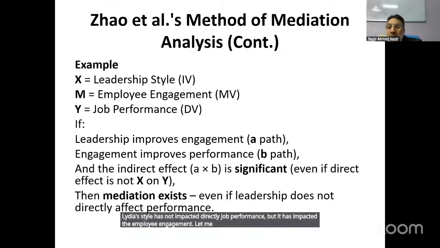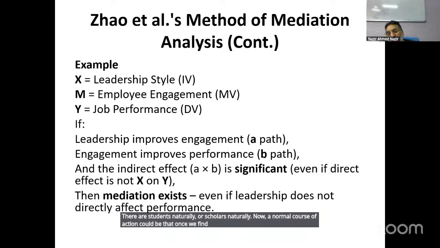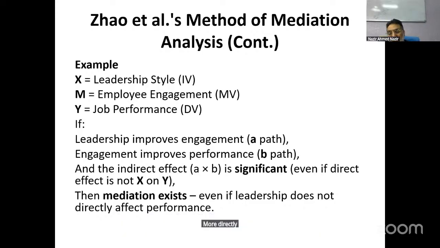Let me give an example of a university department or a college, where we have a head of the department and there are faculty members, and naturally there are students or scholars. A normal course of action could be that a head of the department or principal of a college is not directly related to the students. More directly related are always the faculty members.